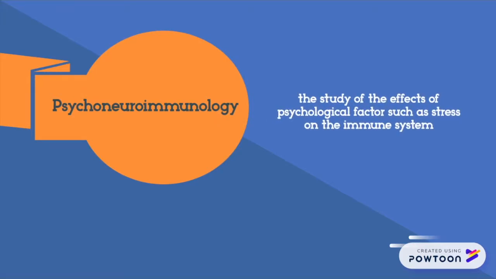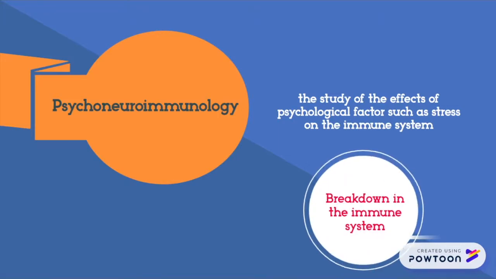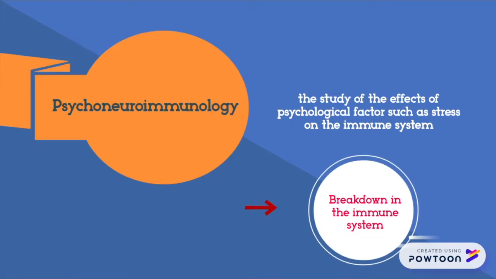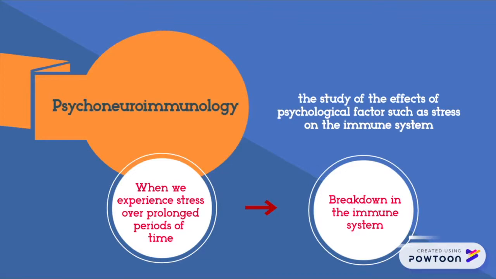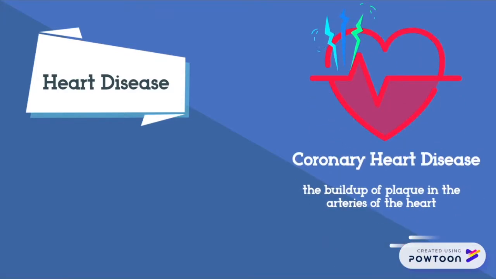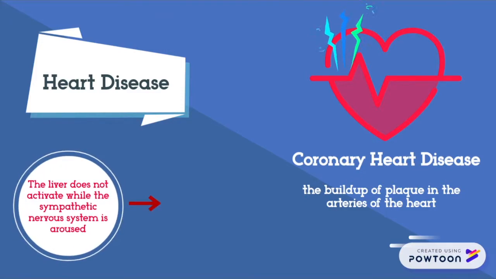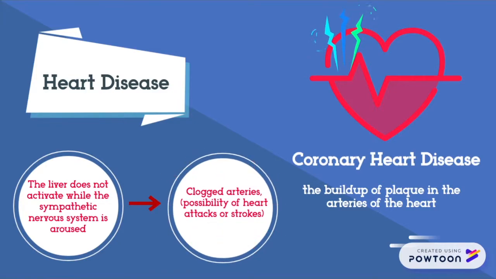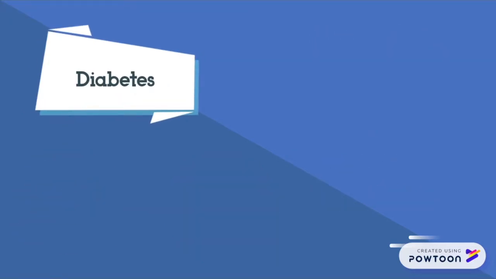Psychoneuroimmunology is a field that explains that the immune system is affected by stress. A breakdown in the immune system happens when we experience stress over prolonged periods of time. Some of the stress-related diseases that may form include heart disease. Stress puts people at a higher risk of coronary heart disease, or the buildup of plaque in the arteries of the heart. Since the liver does not activate properly, this clogs the arteries, meaning that there is a possibility of heart attacks or strokes. Diabetes.